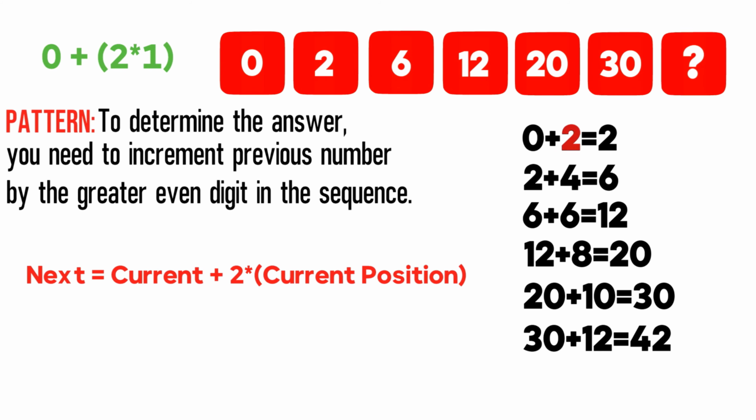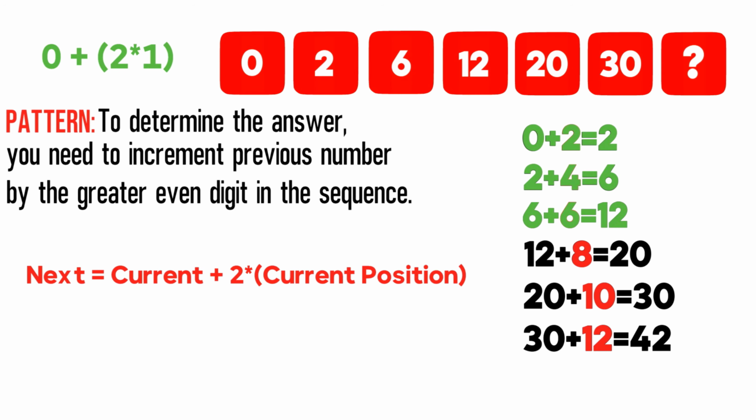Instead of using the formula, you can also use the next even number and add it to the previous number. The even numbers are 2, 4, 6, and you can increment them down the list. So you can add 2 to 0. The next one would be 4. 2 plus 4 equals 6. The next number would be 6.